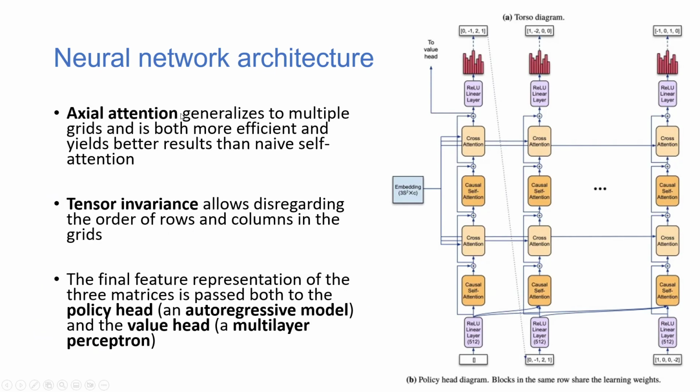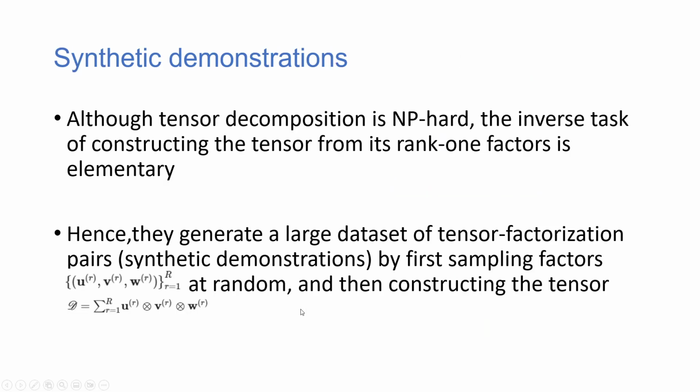They mentioned the axial attention generalizes as and is more efficient than a naive self-attention. They exploit tensor invariance to disregard the order of rows and columns. The policy head is going to have an auto-regressive model, and the value head is going to be a multi-layer perceptron. I understand that should be a fully connected layer of matrix multiplication.